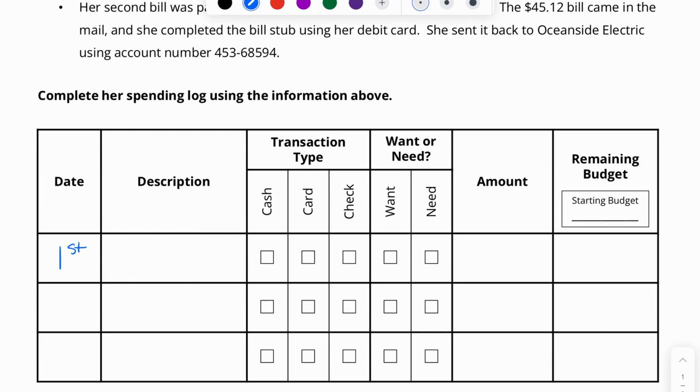It didn't give a month here, so I'm just going to put the date was on the 1st. The description, we're just going to say shirt. That's all the information we're given. It said she paid with cash, so I'm going to put a little check mark there.